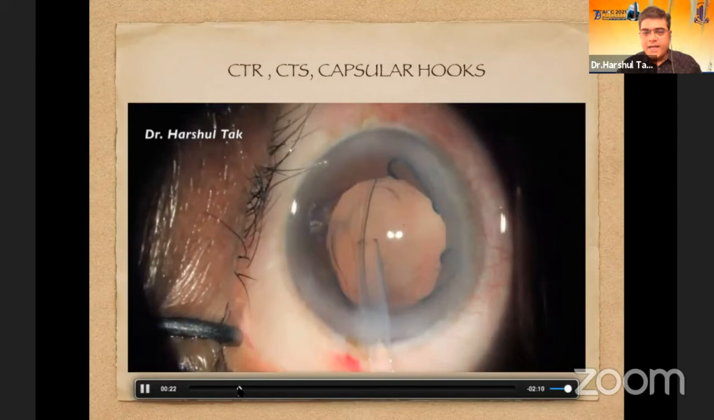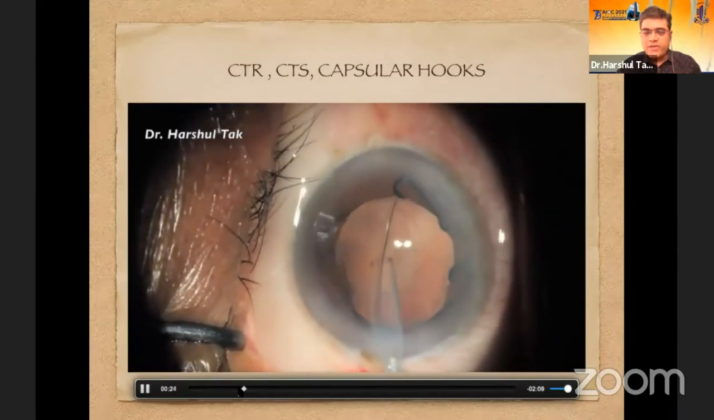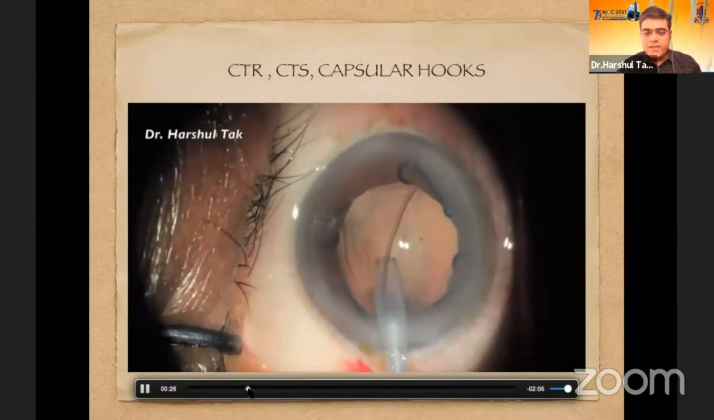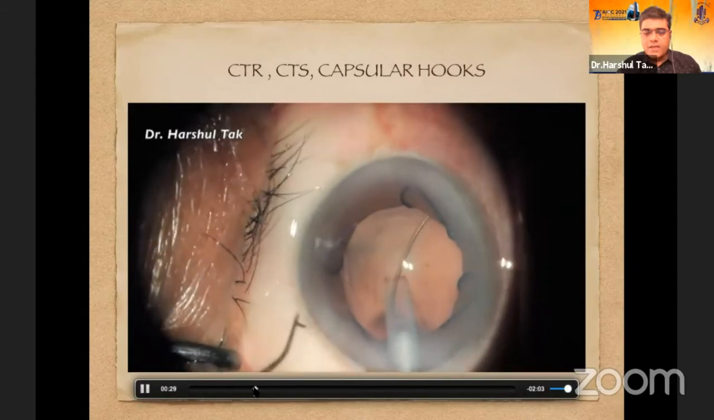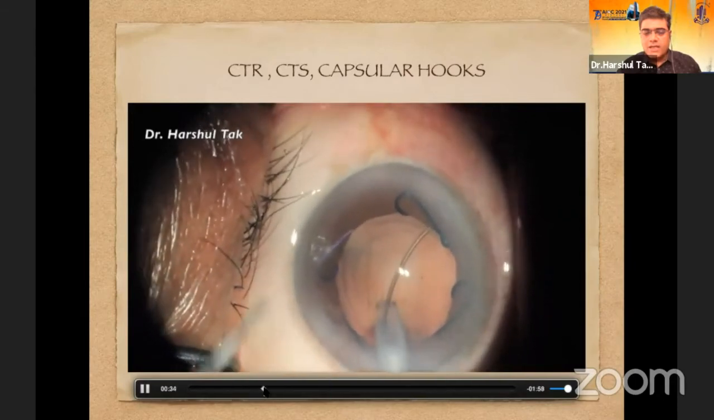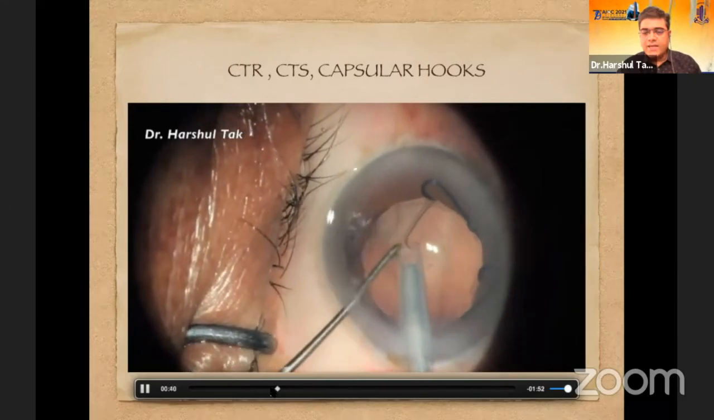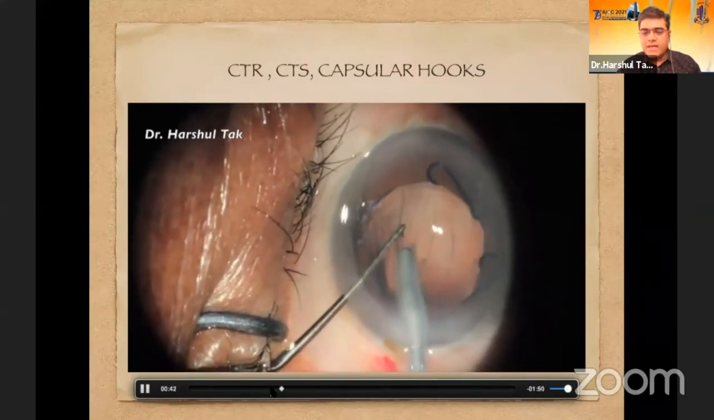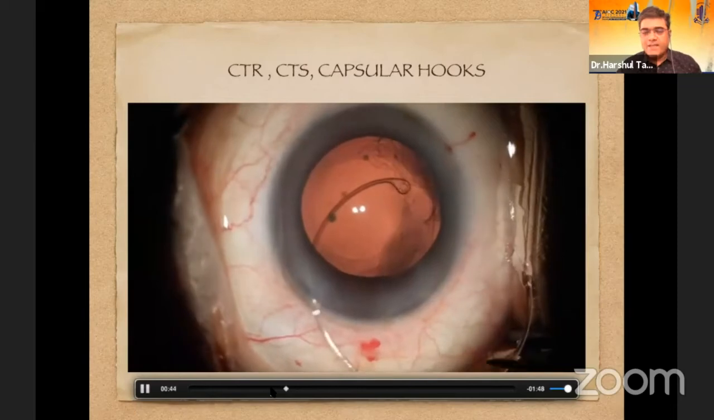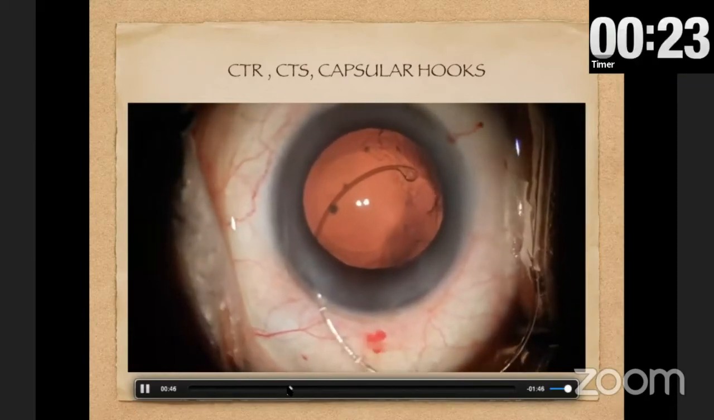So once the leading eyelet goes in, we keep on pushing the ring, and we use a second instrument like Kuglen's hook or any dialer kind of instrument to release the trailing eyelet. So once it goes in the capsular bag, it stabilizes the capsular bag. This is a freehand technique of implanting the CTR ring.